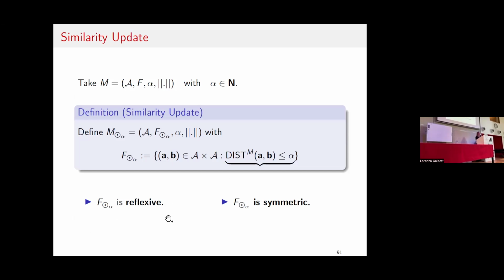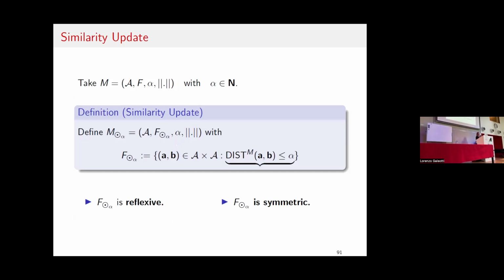So indeed, that relation is going to be reflexive and symmetric. Now, there are many more things that you can do, now we know how to change the valuation function. I can update the features that agents have. I can update the social relation. Then it is possible to combine these.